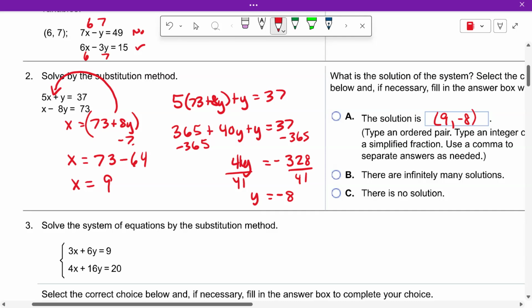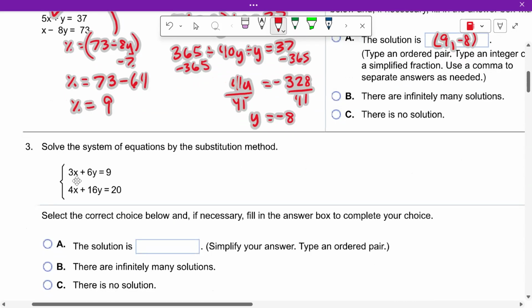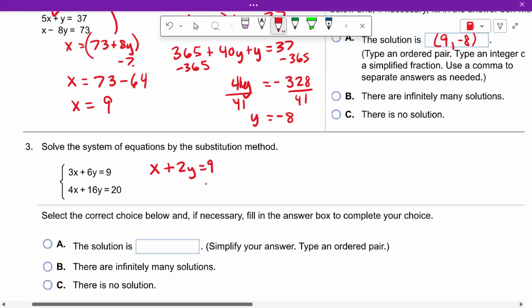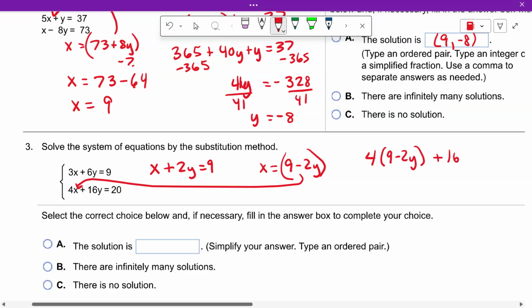Okay, on this one, what I would do is I would divide this first equation. Everything's divisible by 3. So it's x plus 2y equals 9. So x equals 9 minus 2y. And take this and plug it in for x. 4 times 9 minus 2y plus 16y equals 20. 36 minus 8y plus 16y equals 20. Negative 8y plus 16y is 8y. We subtract 36 from each side, it's negative 16. So y equals negative 2.